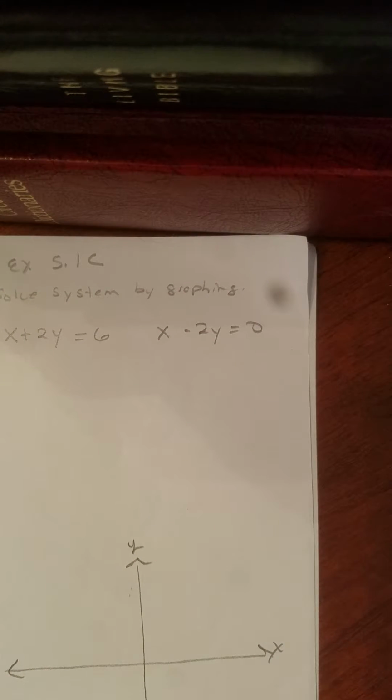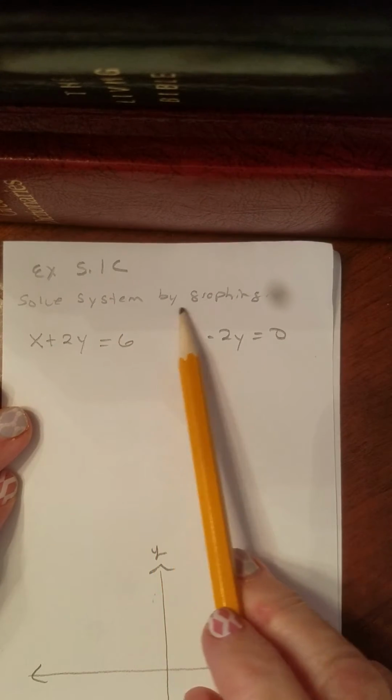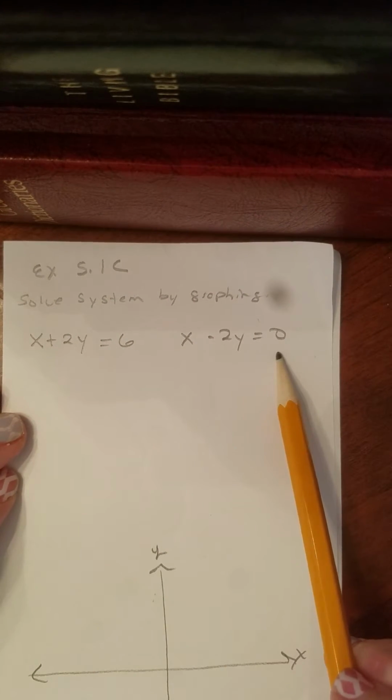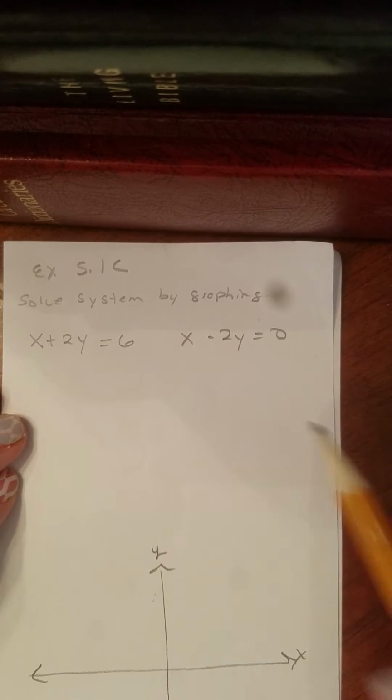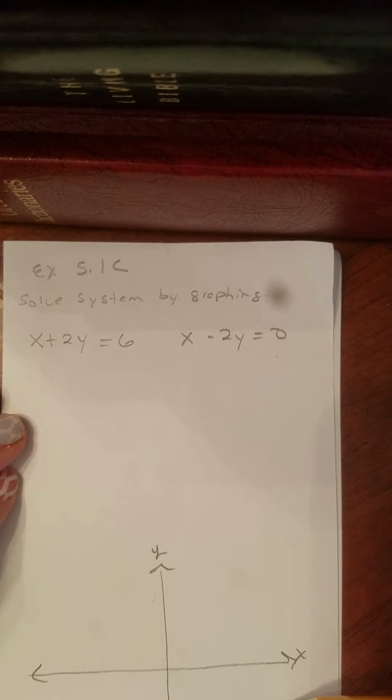All right, so now let's look at this particular example. Again, it says solve the system by graphing. So we're graphing, right? So again, I'm just going to find my 2 points for each line. I'm going to graph both lines. That's all that's required here.